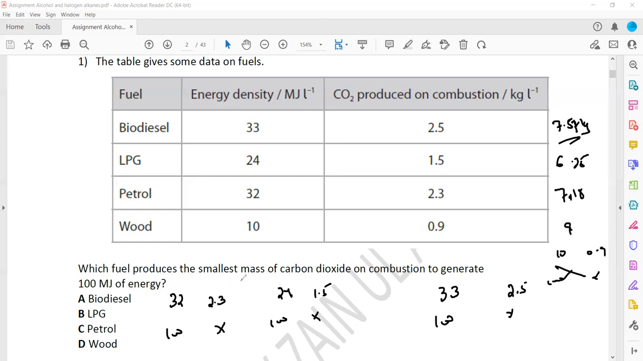The question is, which produces the smallest mass of carbon dioxide? So when we check the options, it matches with LPG, so B will be the right answer. When you burn LPG, it produces the smallest amount of carbon dioxide to produce 100 megajoules of energy. Is this question clear, the first part?